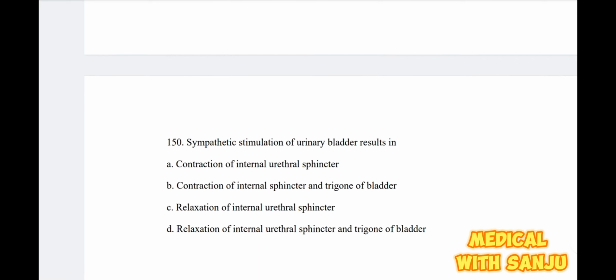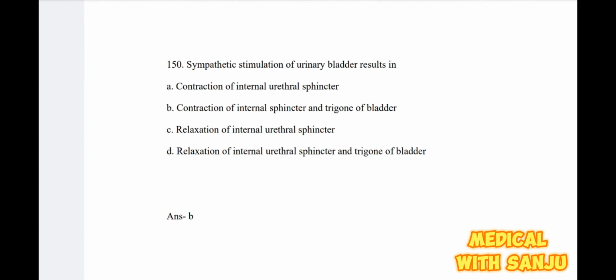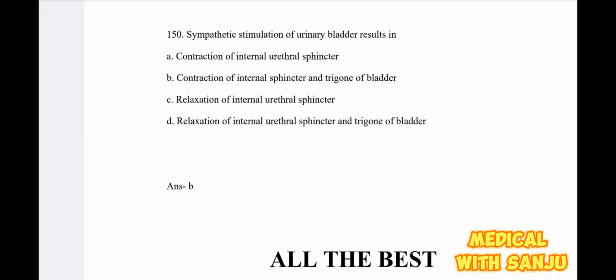Question number 150. Sympathetic stimulation of urinary bladder results in option A, contractions of internal urethral sphincter. Option B, contractions of internal sphincters and triggers of bladder. Option C, relaxations of internal urethral sphincter. Option D, relaxations of internal urethral sphincters and trigger of bladder. The right answer is B, contractions of internal sphincters and triggers of bladder.